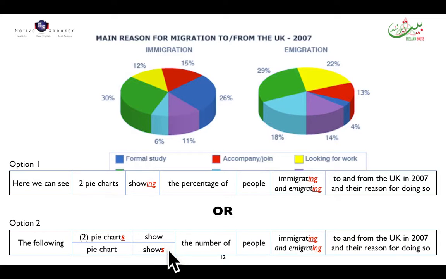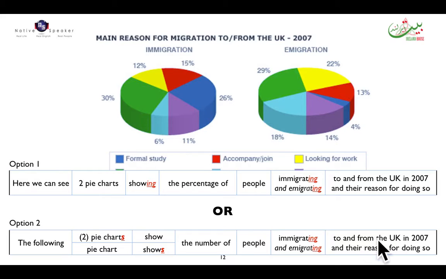It is one of the most common problems amongst language students. Okay, so the following 2 pie charts show the number of people immigrating and emigrating to and from the UK in 2007 and their reason for doing so. The reason for doing so.